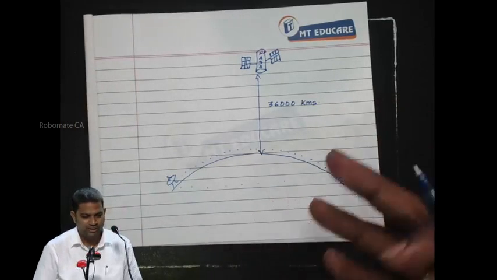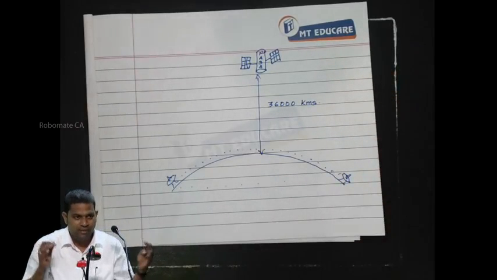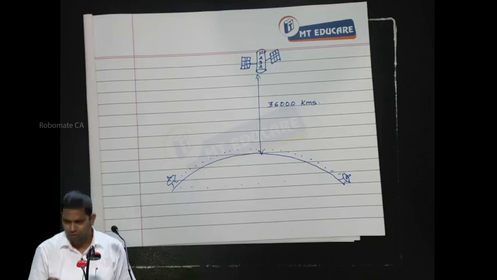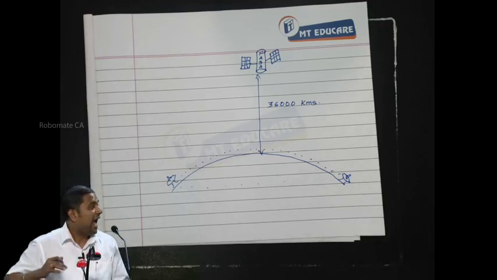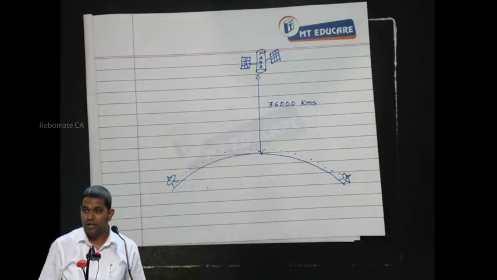And it has to be more distance now. Otherwise, if the distance is less, that satellite would come in the gravitational force and that satellite will fall down. So it has to go beyond the gravitational force of Earth. Okay.